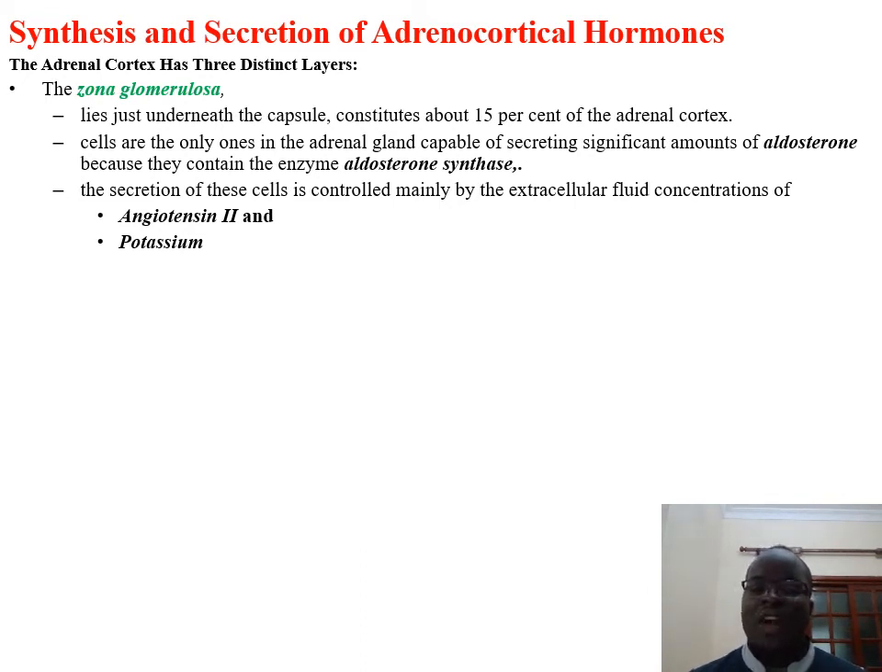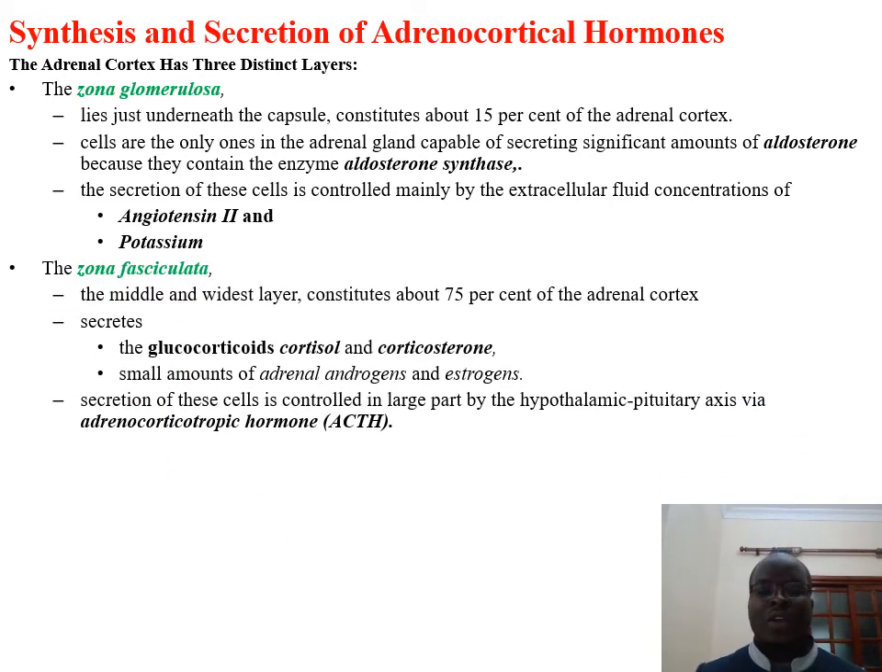Then if you have angiotensin II in the renin-angiotensin-aldosterone axis, you know that angiotensin II can also increase the production and secretion of aldosterone from the zona glomerulosa. So those are the two stimuli that will stimulate the production and secretion of aldosterone.